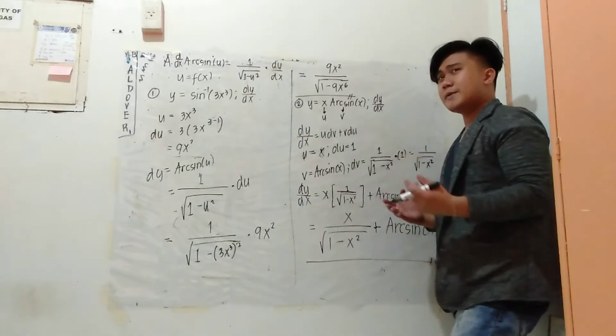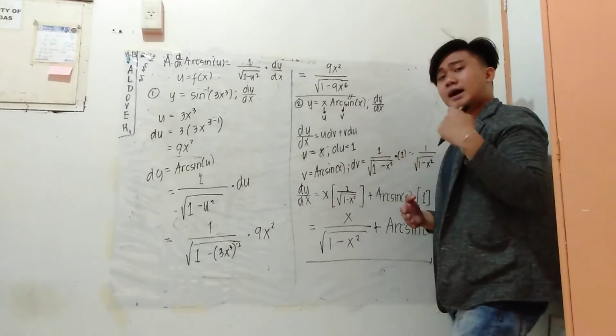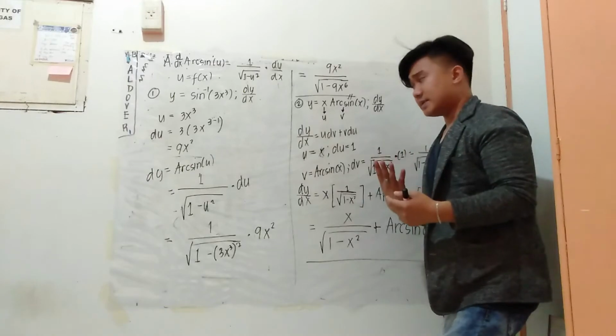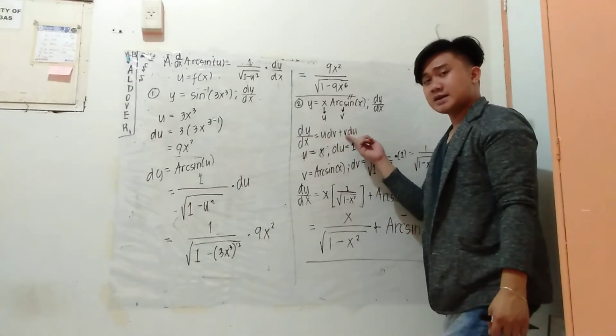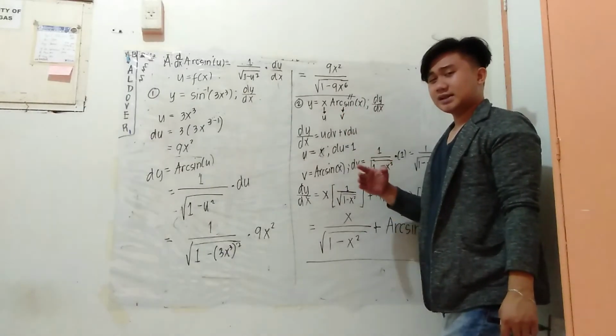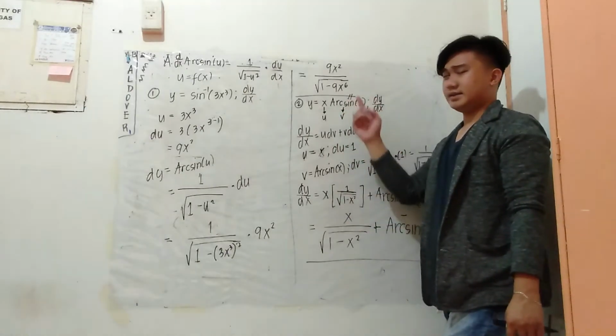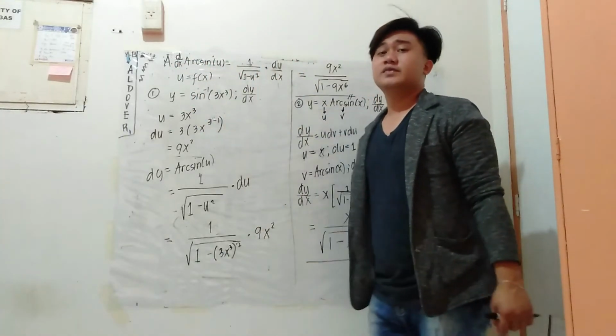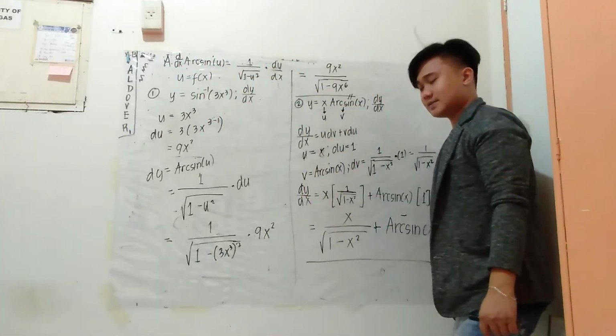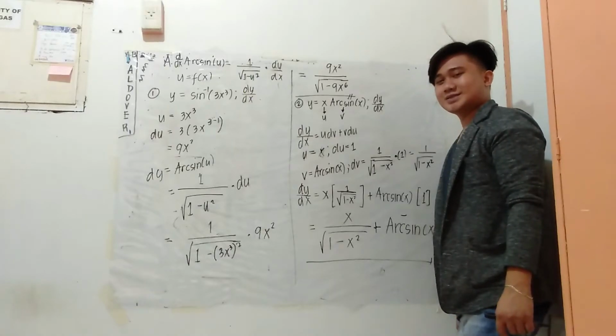Okay, as you can see, nandito pa din yung pinakauna nating apat na formulas. Yung UDB, yung sa product, sa quotient, power rule, tsaka yung derivative of constant. I-apply nyo pa rin yun dito. Nadagdag lang yung mga formulas natin for inverse trigonometric functions. So, copy your notes.